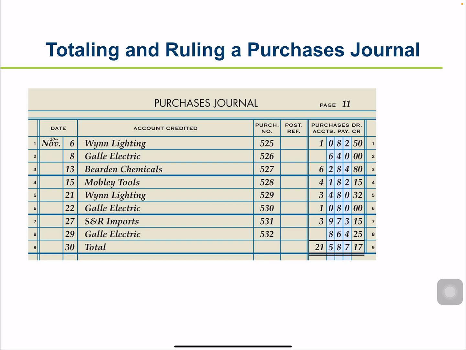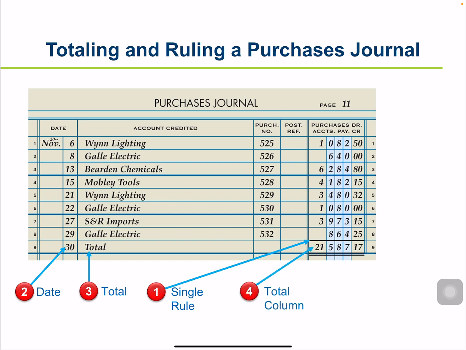So your first step in posting is to draw a single line. Again, in your online book, you won't have to draw the lines, but notice it's there. We are going to be adding. You'll write the date, which is the last day of the month. Write the word total. Add the amount column.